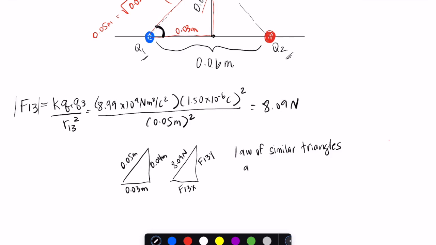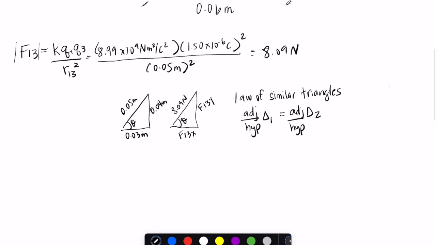So, for example, if we define this as our angle, which we don't know, but we know that they're the same, we know that the adjacent over the hypotenuse of triangle 1 is equal to the adjacent over the hypotenuse of triangle 2, all right? And we can do that for all the ratios of all the sides in order to solve for our unknowns. So the first unknown we want to solve for is F13x. And so that's the adjacent side.